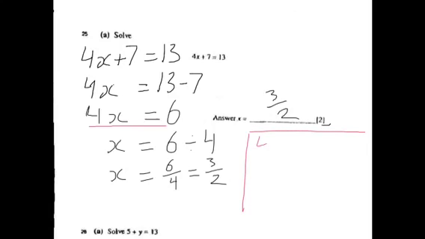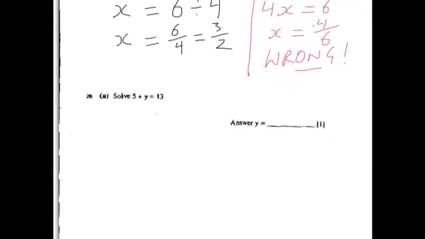Commonly, an error that people will make when you've got 4x equals 6. Okay, commonly people might become a little confused as to which way you divide and say that x is equal to 4 divided by 6. So sometimes people will divide the wrong way. Okay, so that's a common wrong answer. Okay. 5 plus y is 13. Well, that's straightforward. Y is equal to 13 minus 5, so y is equal to 8.